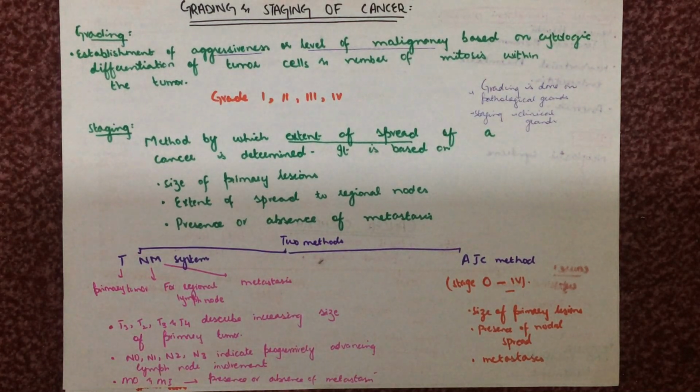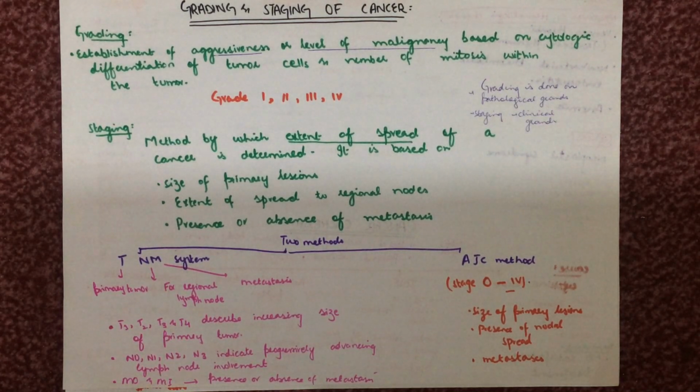Staging is a method by which the extent of spread of a cancer is determined. Like by grading, you determine the aggressiveness, a level of malignancy, and by staging, you are supposed to determine the extent of spread of a cancer, and that is based on size of primary lesions, extent of spread to regional nodes, presence or absence of metastasis.